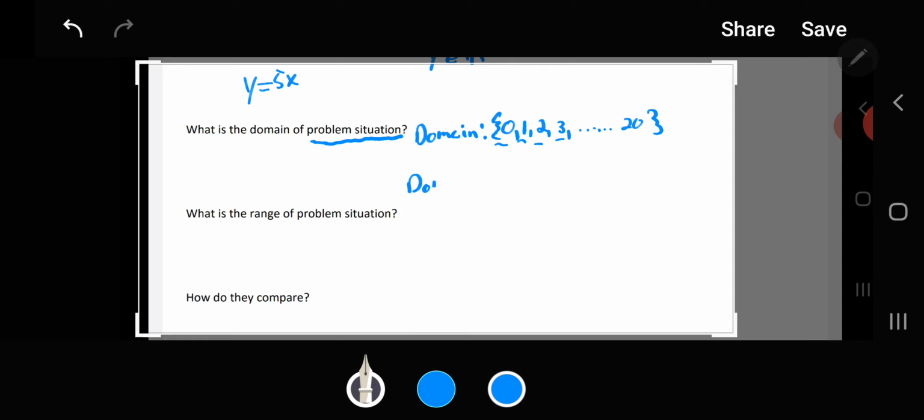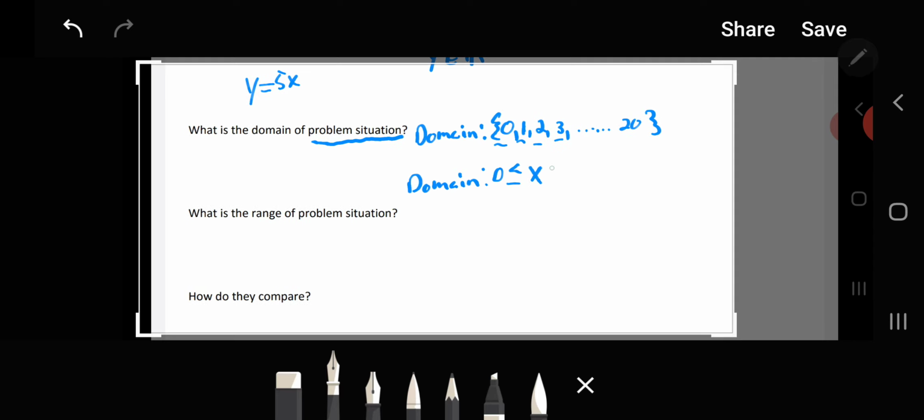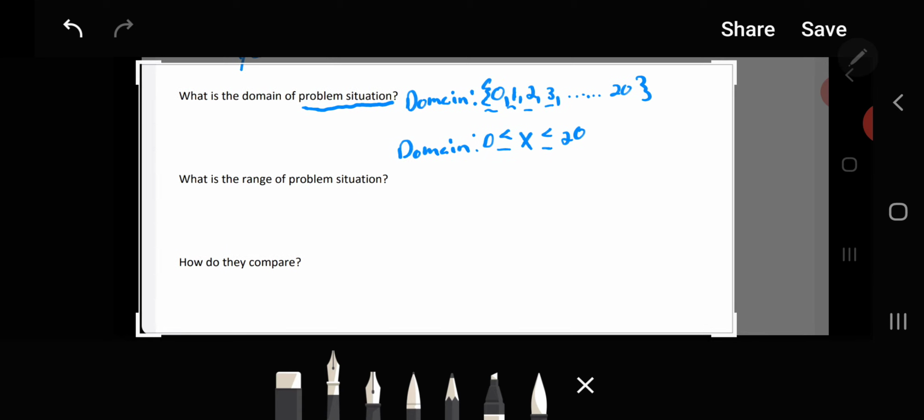Well, another way to write this, and I like it better, is my domain is x is greater than or equal to 0. I'm sorry. Nope, messed that up a little bit. Let me rewrite that a little bit. We do have a restriction. It's not always just greater than 0. We have x is greater than or equal to 0 because I can't get less than 0 questions. But I have to stay less than or equal to 20 because 20 is the max amount of questions I can have. All right, so what is the range of the problem situation?